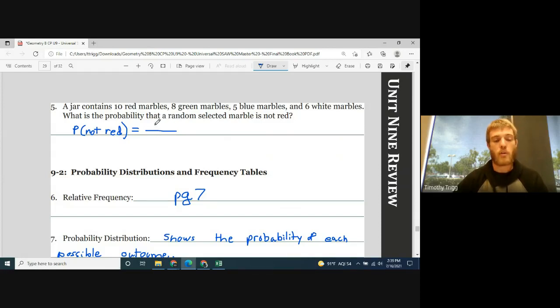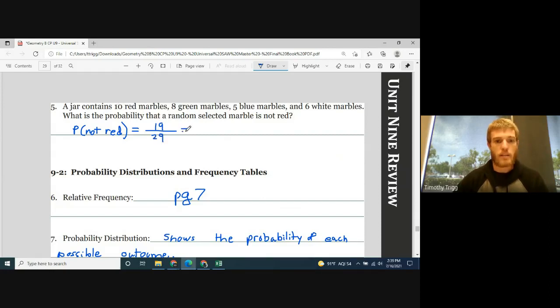So how many marbles are there that are not red? Well, 8 plus 5 plus 6. So that's 19 marbles that are not red. Now, how many marbles are there in total? Well, there's 19 that are not red and 10 that are red. So there's 29 in total.